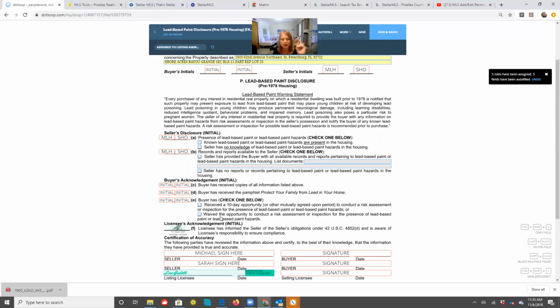Number three, they have to provide a 10-day opportunity or other mutually agreed upon period to conduct a risk assessment or inspection. Now, the buyer doesn't have to take advantage of that, but the buyer has to be given the opportunity by the seller. That's number three. Number four, the seller has to provide to the buyer, and this is the one that really trips everyone up. The seller has to provide the pamphlet, Protect Your Family from Lead-Based Paint in Your Home. That's the EPA pamphlet. That is the seller's responsibility to provide that to the buyer.